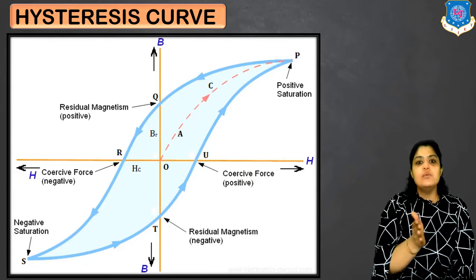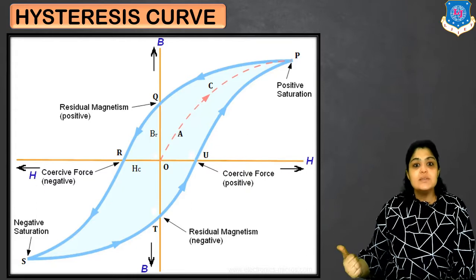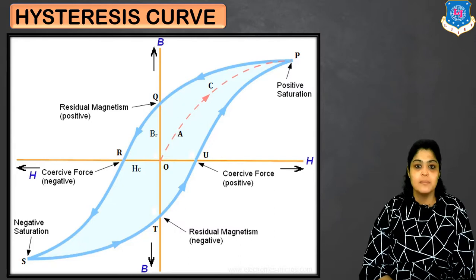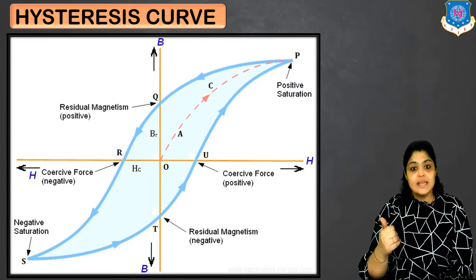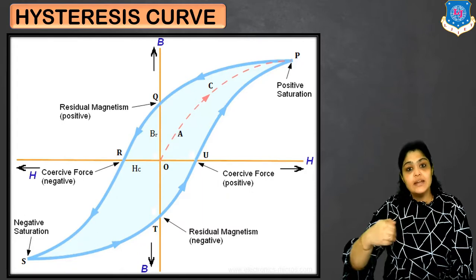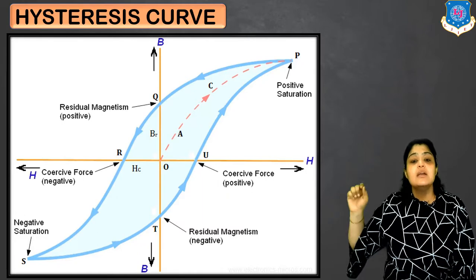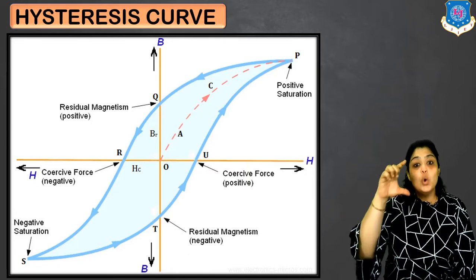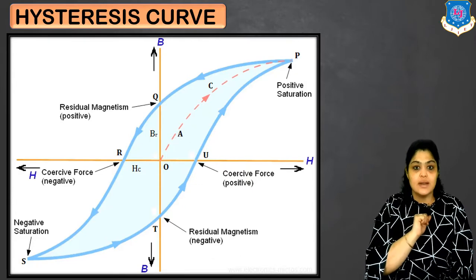If we continue the applied field further, we get a point S, which is the saturation point in the reverse direction. Clear? Again, if you start applying the magnetic field towards the positive X direction, you can see that at point T, H has become 0, but OT is again the remnant magnetization, but in the opposite direction.